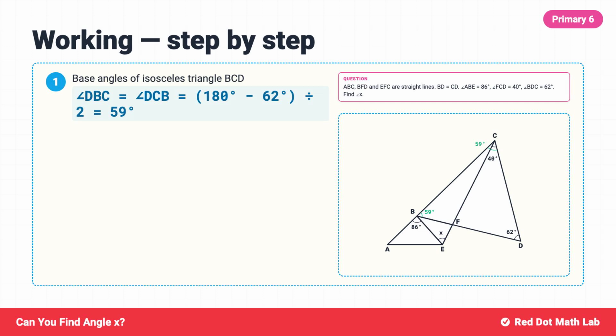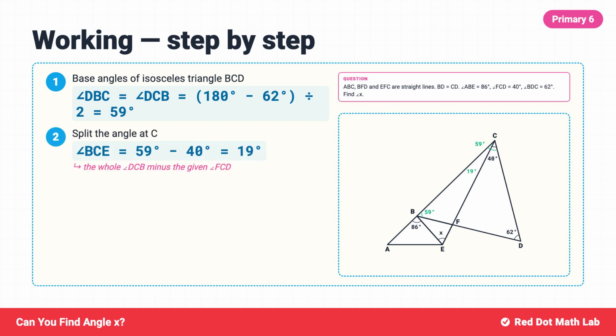Step 1. The big triangle BCD. Since BD equals CD, its base angles are equal. 180 minus 62 is 118, and half of that is 59. So angle DBC and angle DCB are both 59 degrees. Step 2. Zoom in on C. The whole angle DCB is 59 degrees, and the given 40-degree angle takes part of it. So angle BCE is 59 minus 40, 19 degrees.